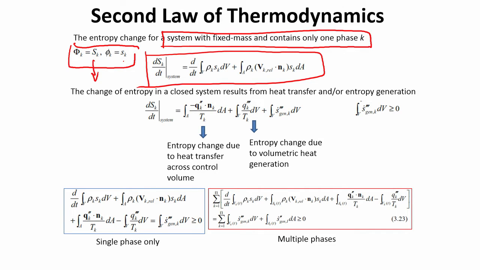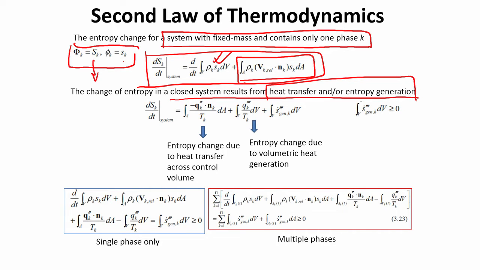The rate of change of entropy in the system is given by the rate of entropy within the control volume plus whatever is the entropy that is coming out through the control surfaces. Okay. So, the change of entropy in a closed system results from heat transfer and or entropy generation, correct. So, the entropy change in the system happening due to heat transfer is given by this expression. The entropy change due to the heat generation is given by that expression, and then there is of course the entropy generation term itself.